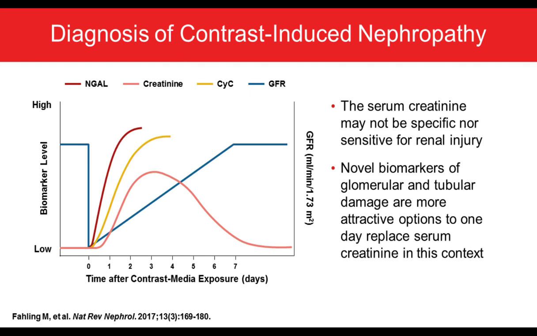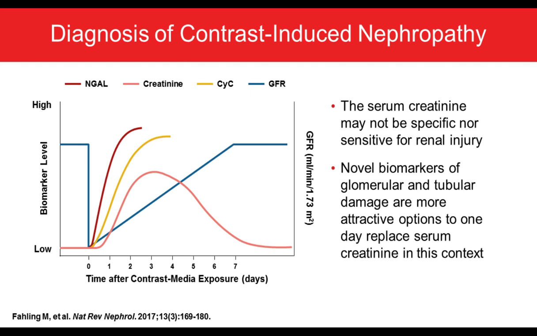And to overcome these deficiencies of creatinine, investigators are working on different biomarkers which go up within a few hours. A few of those biomarkers are NGAL, kidney injury molecule, or cystatin C. And as you see, these things go up within 4 to 6 hours of contrast-induced damage, and they can tell you sooner rather than later that the patient had the contrast-induced damage.